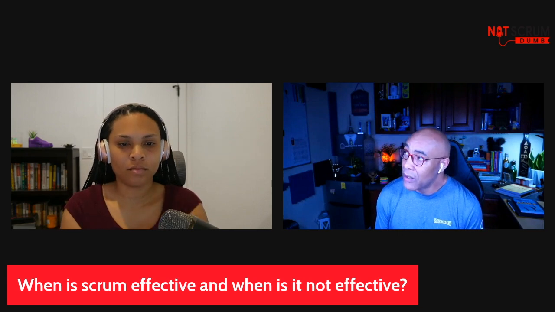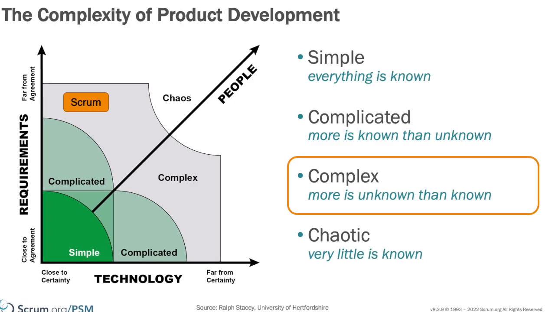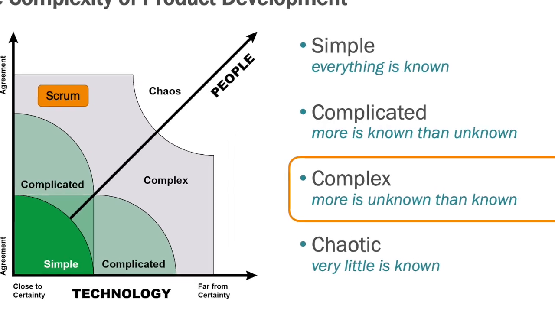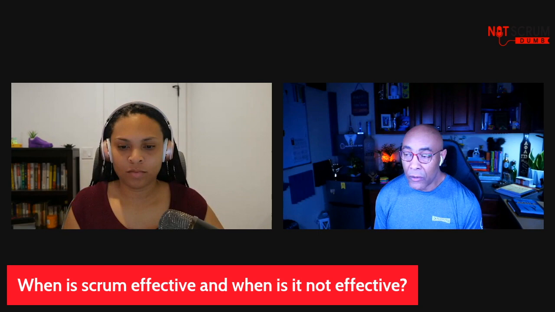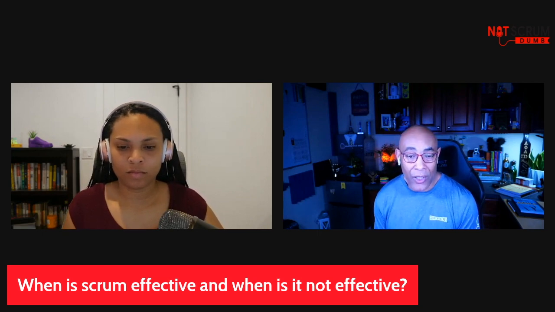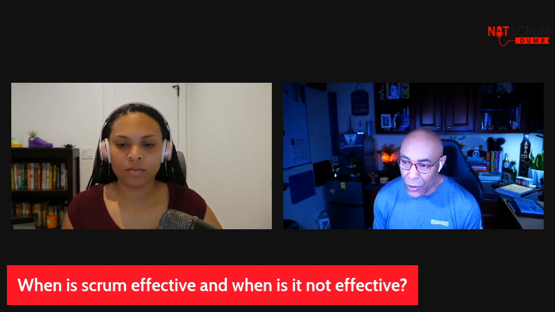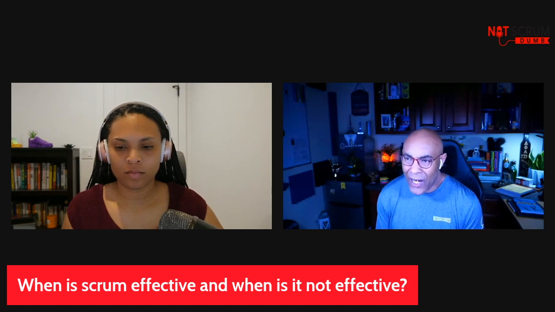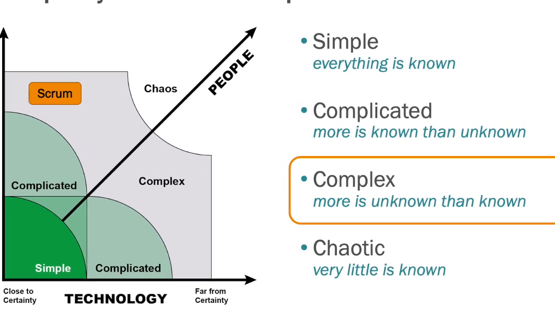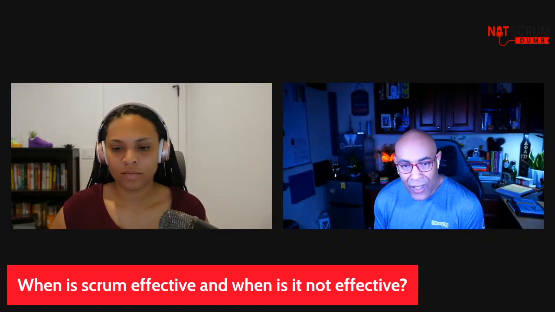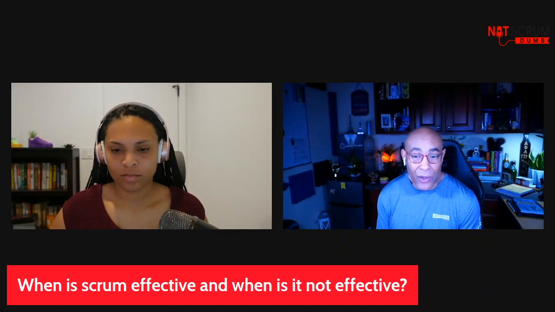And then the next one we have is complex work. Scrum was made for complex work. What does that mean? It means there's more unknown than known about what we're trying to do. And then finally, in this Raff-Stacy model of uncertainty, we have chaotic, where there's very little known about what we're trying to do. Now, with that context in mind, Scrum is designed for complex projects where there's more unknown than known, which is a complex domain.